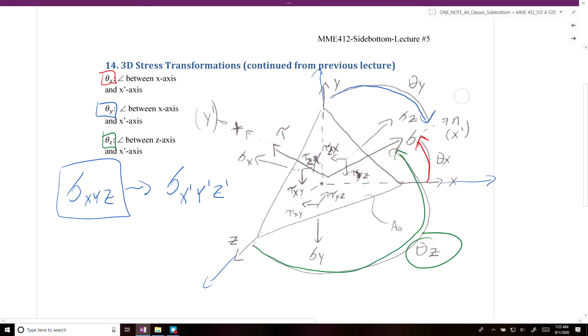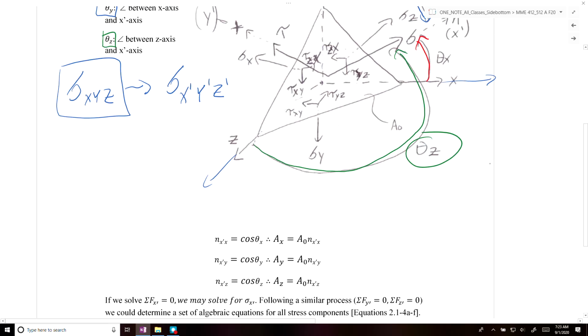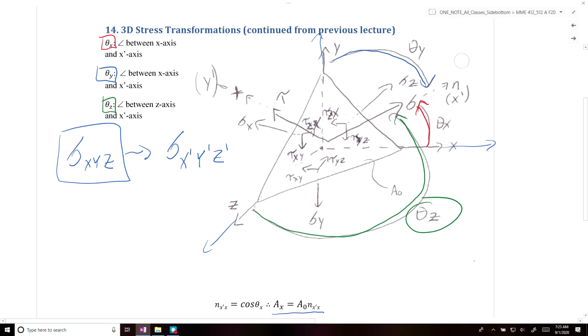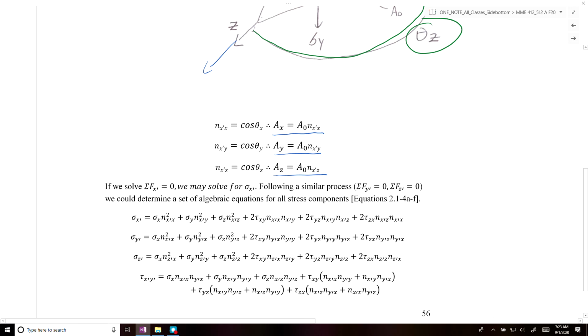Okay, so using these angles and the directional cosine, we put them inside a cosine function, and we can determine the projected areas along the x, y, and z directions for this stress element that's been cut at a plane that is normal to the x prime axis. So if we do that and we then sum all of our forces along the x prime direction, we can then solve for sigma x prime.